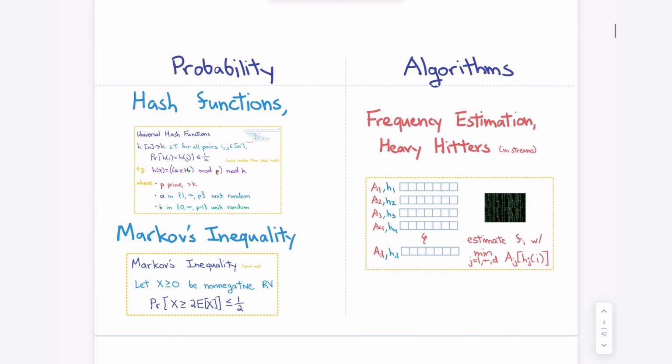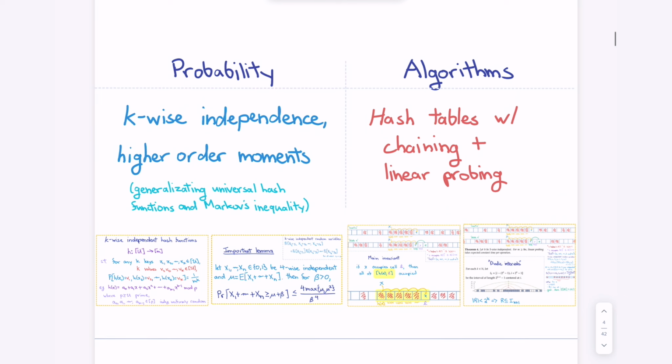Then we did heavy hitters, which was your first exposure, for example, to hash functions, limited randomness hash functions, and also some standard tricks like amplification just by repetition. And then we did linear probing. That was a relatively sophisticated hash table analysis with some generalizations from the previous lecture, like k-wise independence or a stronger inequality than Markov's inequality.